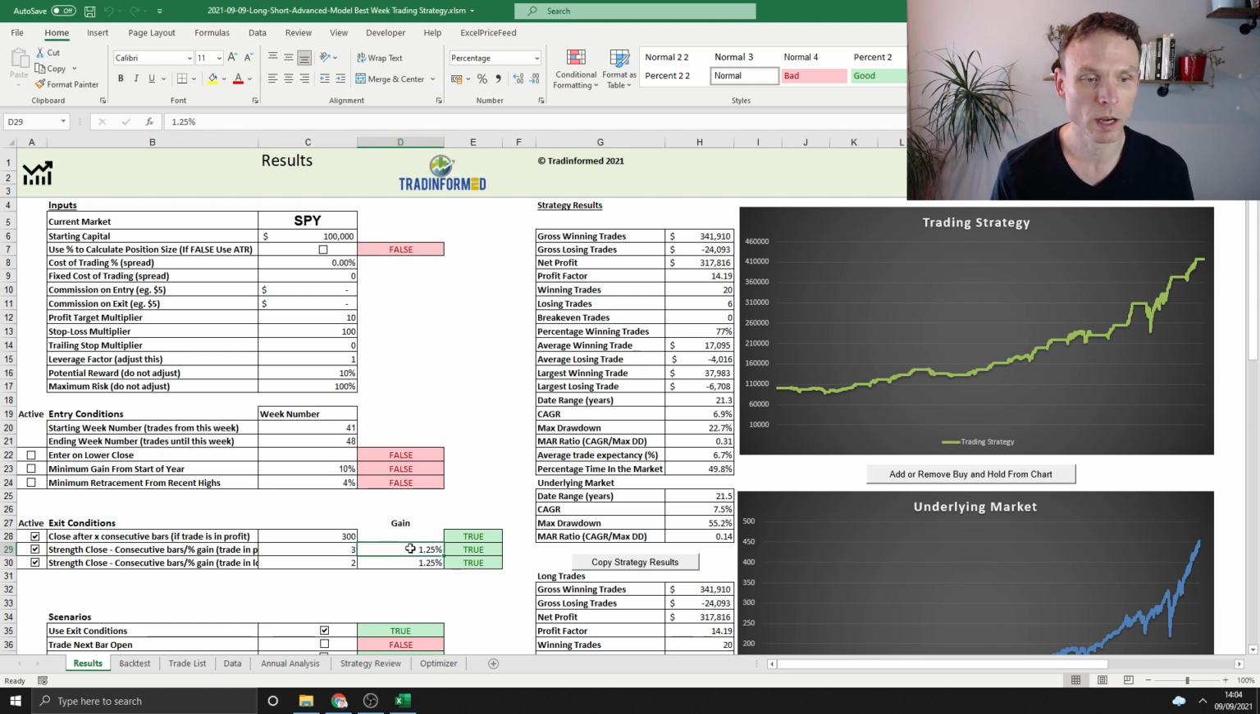3 consecutive bars of at least this percentage gain. That wouldn't be too bad on the SPY if you're familiar with that. 3 consecutive days of at least 1.25%. Now this close here works the same way, except this only applies when the trade is currently in a loss. So 2 consecutive bars at 1.25%.